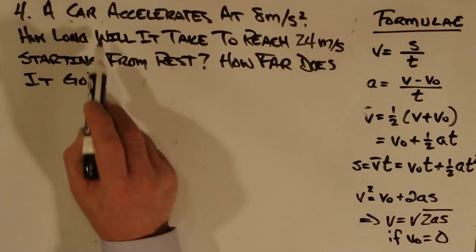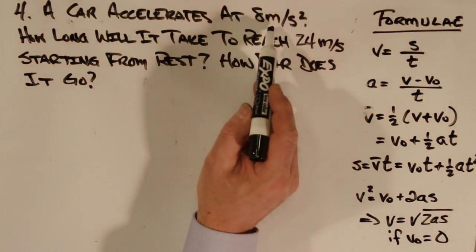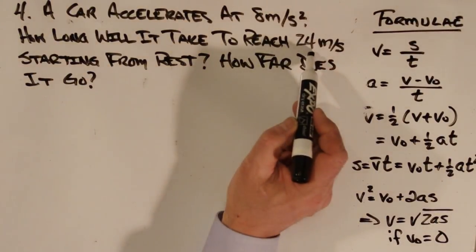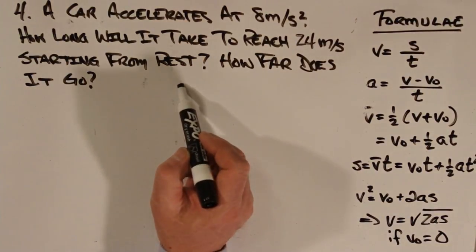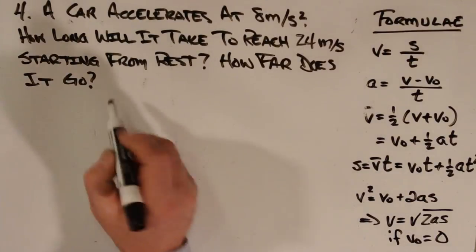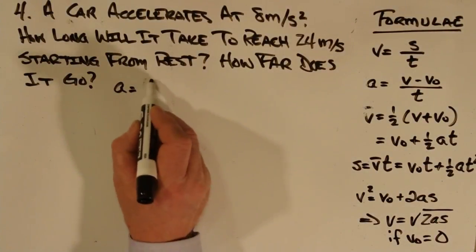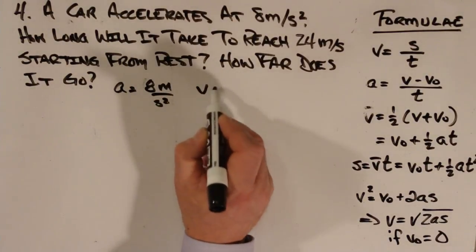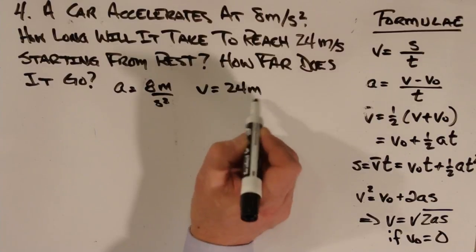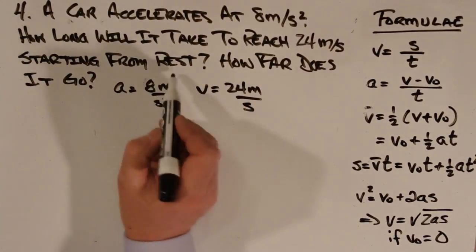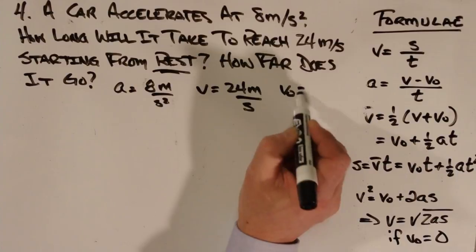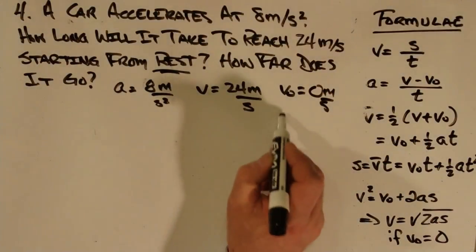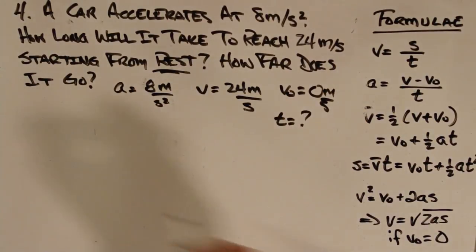The fourth problem in this set, a car accelerates at 8 meters per second squared. How long will it take to reach 24 meters per second starting from rest? And how far does it go? We're given A as 8 meters per second squared. V, the final velocity, 24 meters per second. Starting from rest means V0 is equal to 0 meters per second. We're asked to find T.